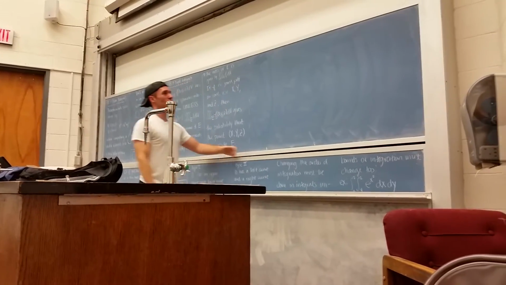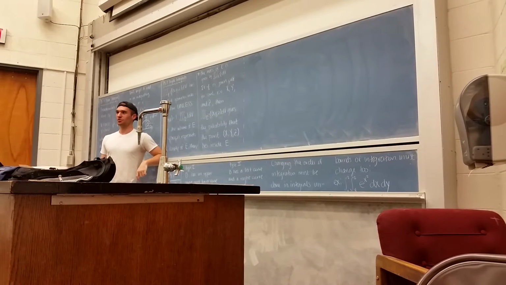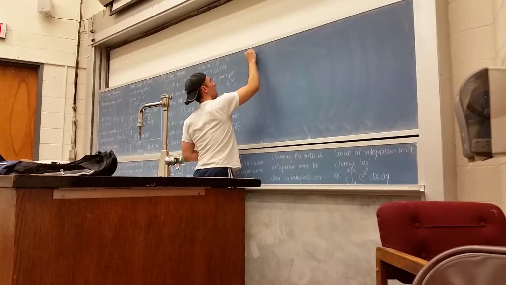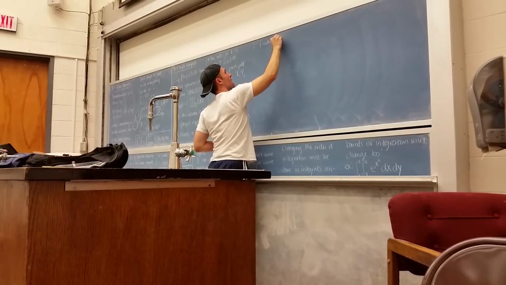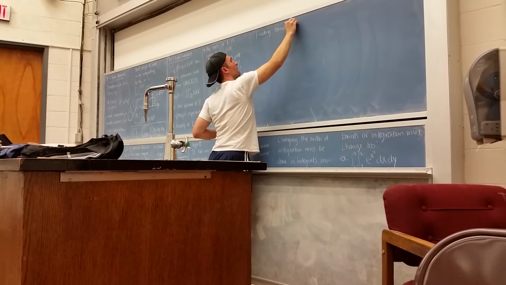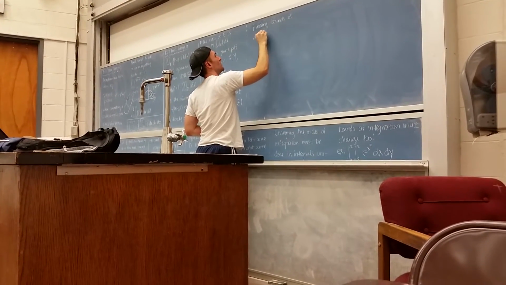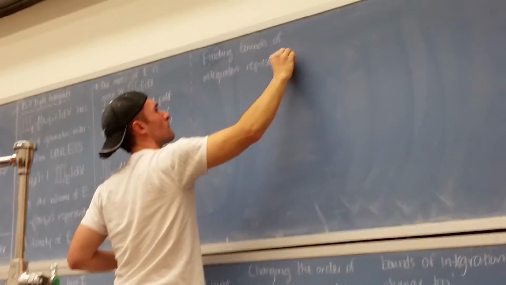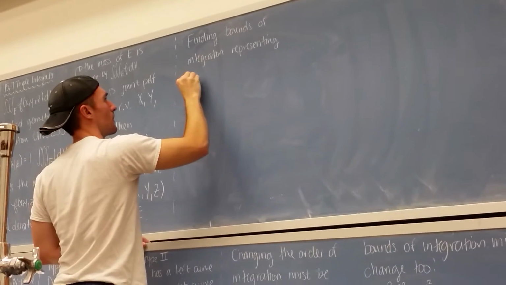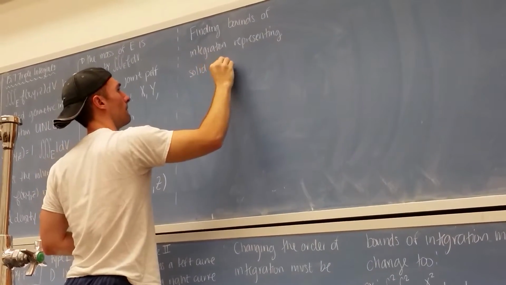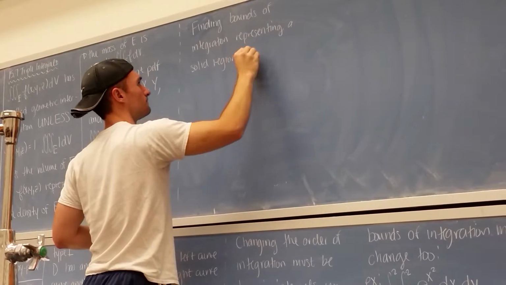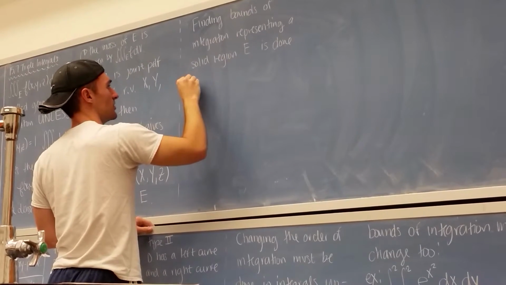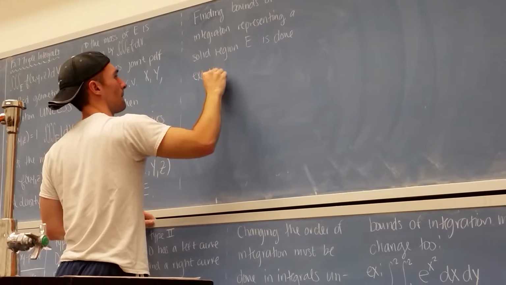What this requires you to do, really regardless of how you think about it, is be able to visualize, at least, or sketch the solid of integration. So, finding bounds of integration. Representing a solid region E is done conceptually exactly the same way as in the two-dimensional case.